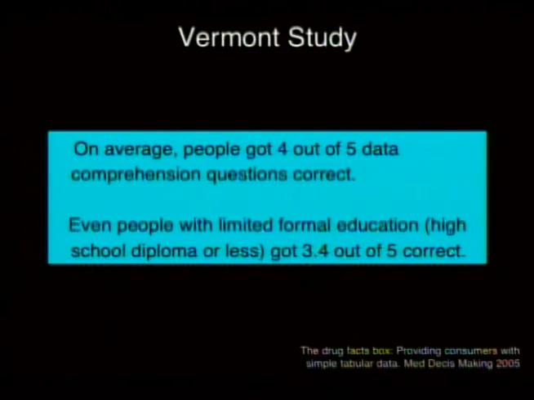And what we found was that people not only liked the box and were able to use it, but they did quite well. On average, they got 4 to 5 data comprehension questions correct. For people with lower educational attainment, less than high school education or high school education, we got very similar results. So we were, again, very encouraged.